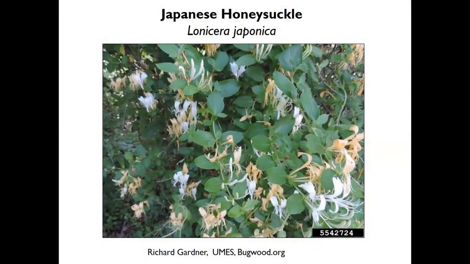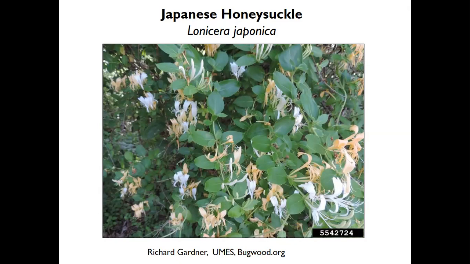Another problem plant is Japanese honeysuckle, which is a woody evergreen to semi-evergreen vine that can be found trailing or climbing up to over 80 feet. It invades a wide variety of habitats, including forest floors, canopies, roadsides, wetlands, and disturbed areas. It can girdle small saplings by twining around them and form dense mats in the canopies of trees, shading everything below.